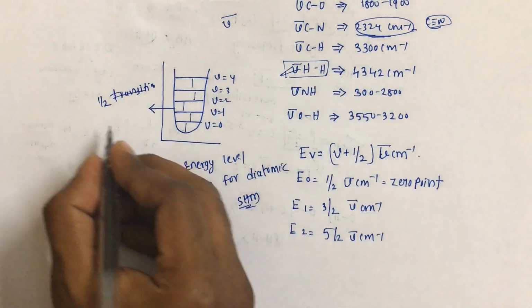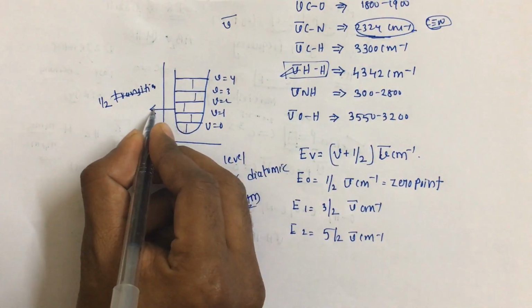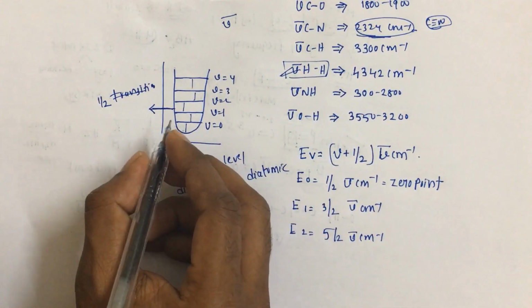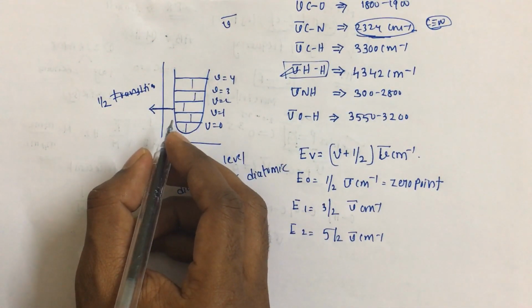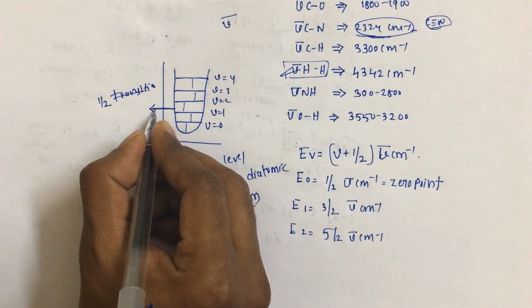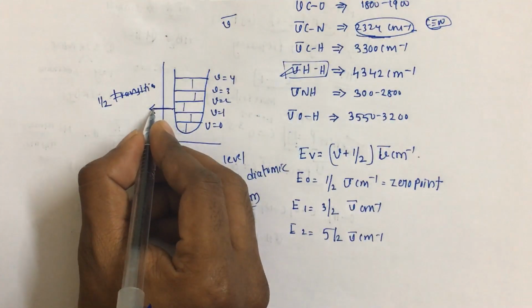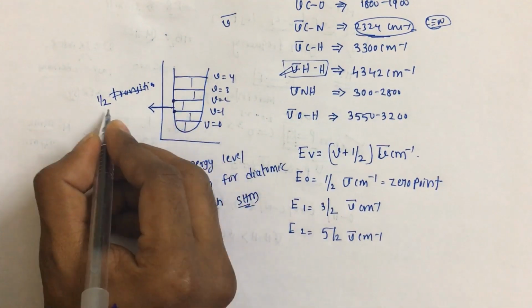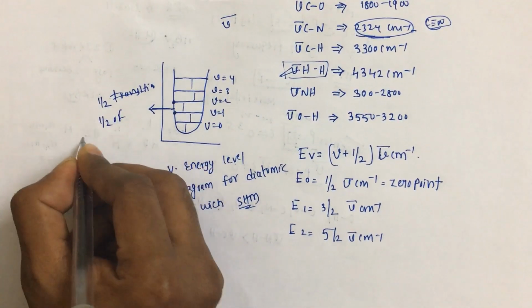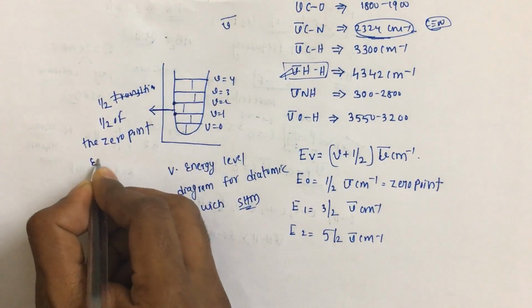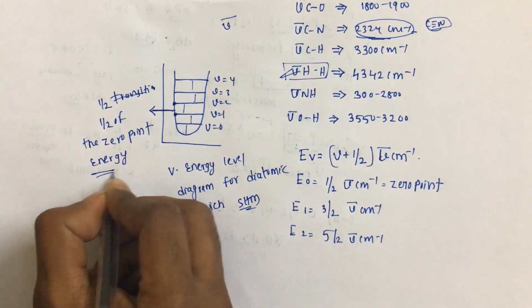So we can say that this energy gap between two vibration levels will be half of the zero point energy, half of the zero point energy. So this point is important.